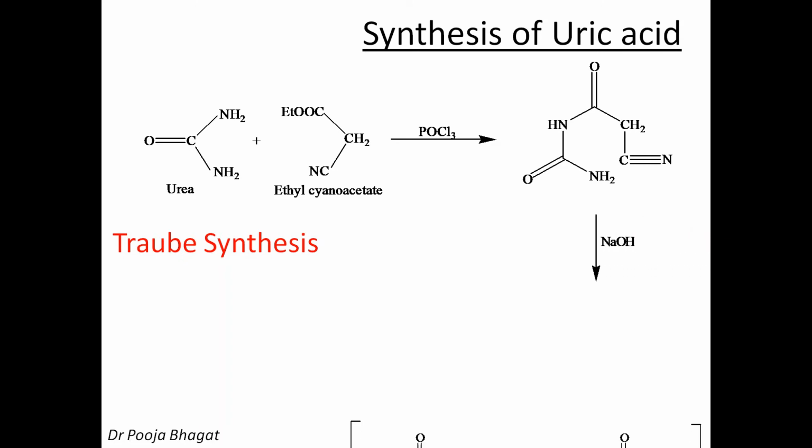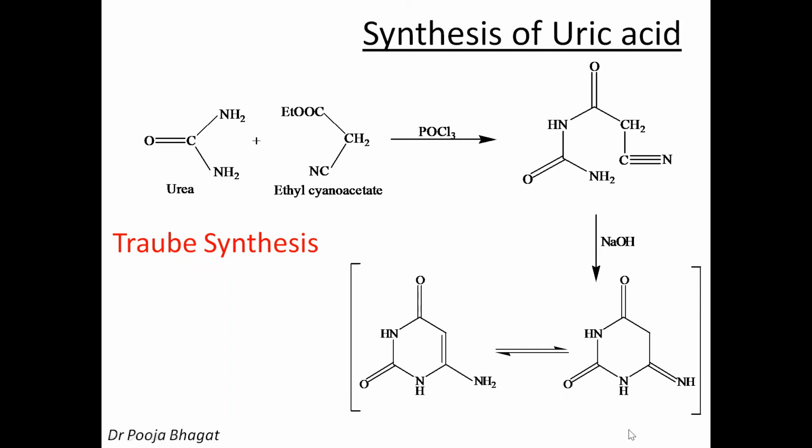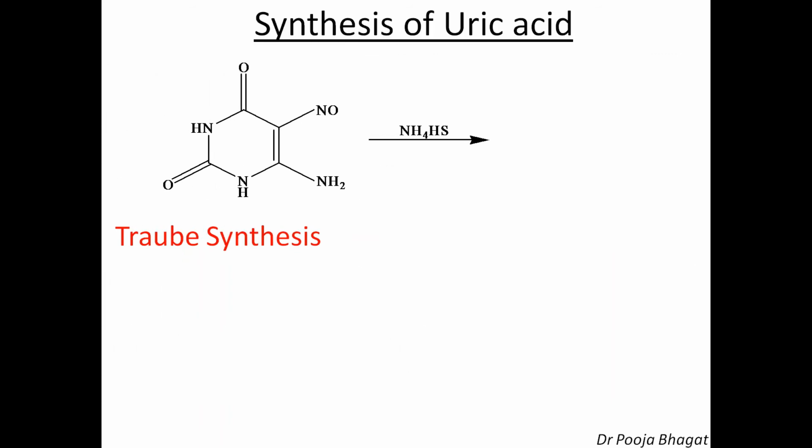When we treat it with NaOH, you get this imine, and this imine by tautomerism gives the amine. You can write it in a single step or step by step. And then treat it with nitrous acid, you get nitroso. Then reduce nitroso by ammonium hydrogen sulfide, you get NH2. Now the main thing which we have to take into account is that in uric acid we want the oxygen at the 8th position as well.